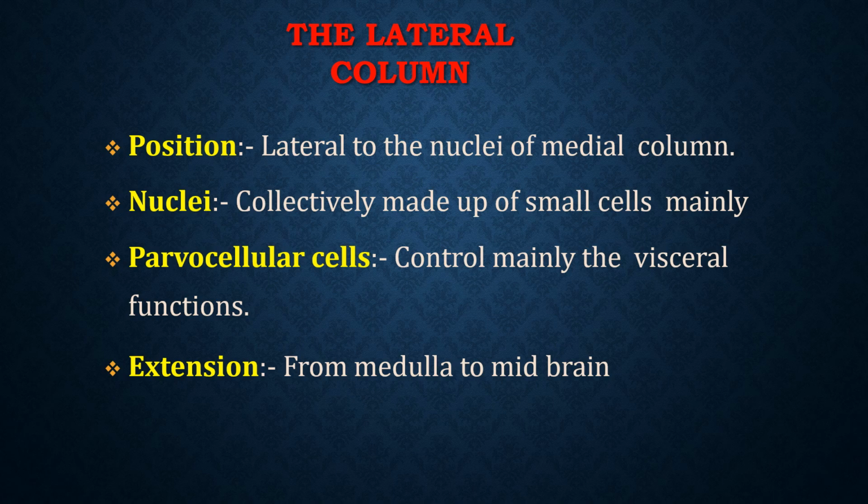The lateral column lies lateral to the nuclei of the medial column. The sequence of columns is: immediately beside the midline is median, lateral to it is medial, and still lateral to it is the lateral column. These are collectively made up of small cells, mainly parvocellular. Previously we saw that the medial column is made up of gigantocellular cells, and now the lateral column is made up of small cells or parvocellular, which mainly control the visceral functions. It extends from medulla to midbrain.